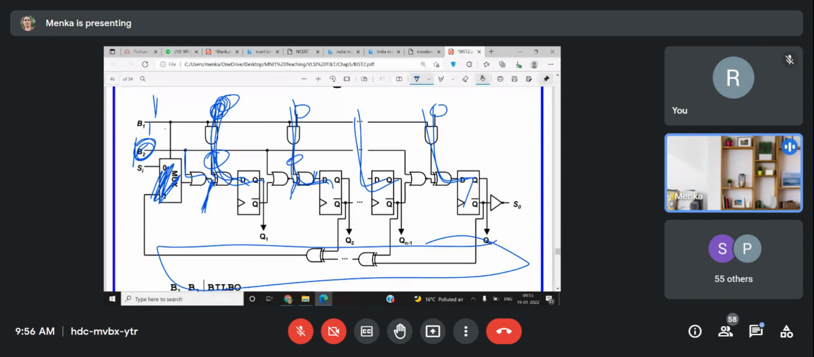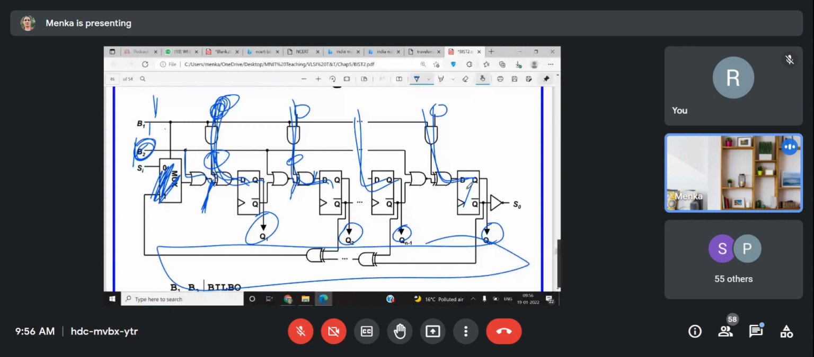And in the next cycle, you can take the parallel data at the output also. So parallel in, parallel out. This is also a kind of register. So this BILBO will be working like that in that case. Yeah, understood?